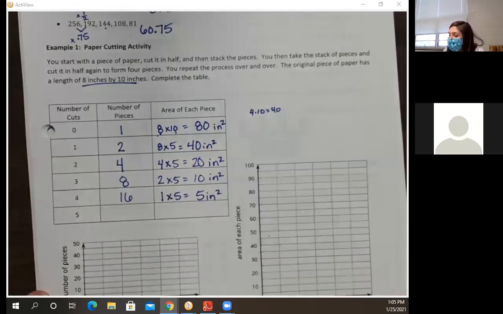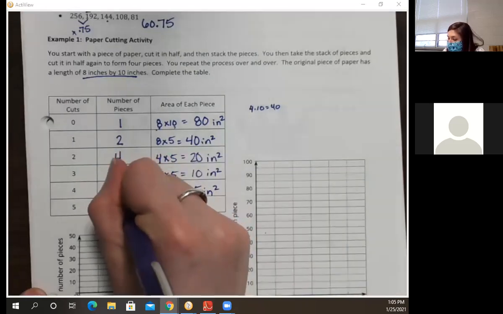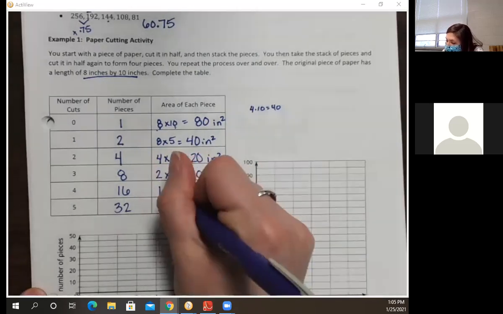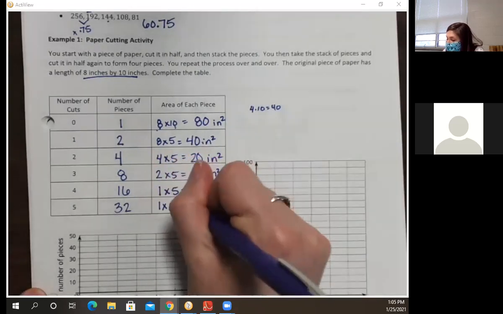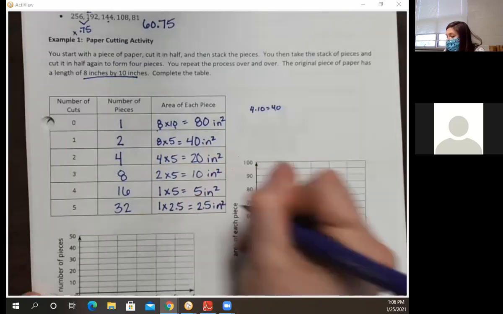Then I'll do this one more time. Let's take our 16 pieces, cut them all in half. So now we've got 32 pieces, and they're each 1 by 2.5. So their area would be 2.5 square inches.